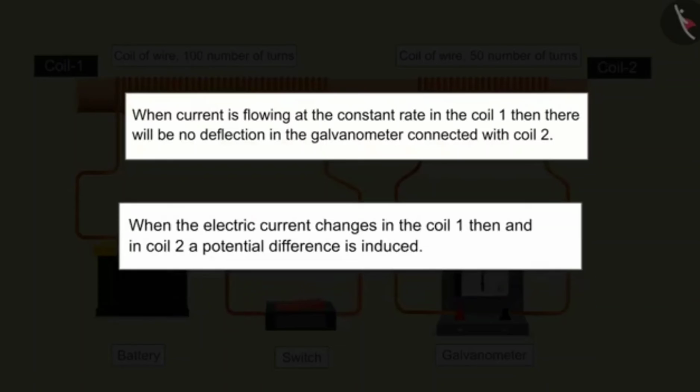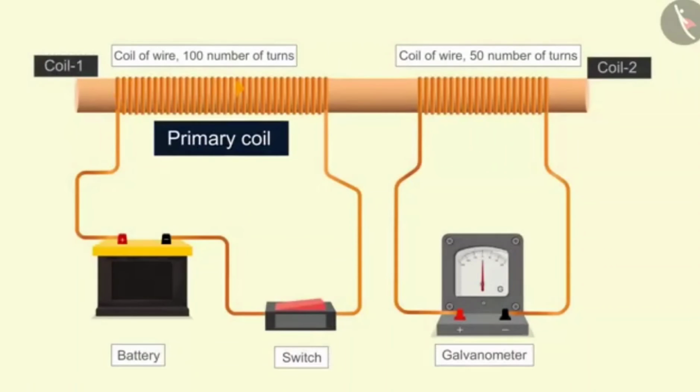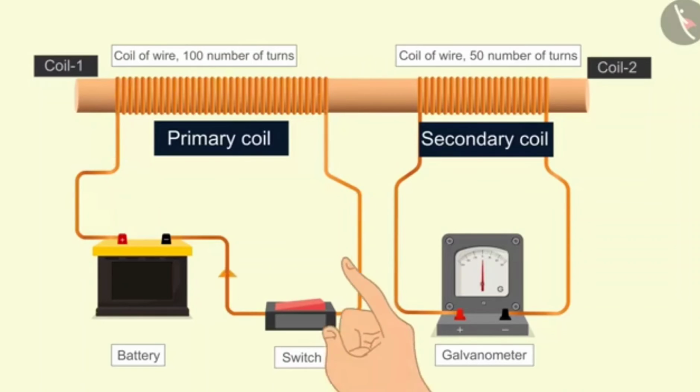When the electric current changes in coil 1, then in coil 2 a potential difference is induced. Coil 1 is known as the primary coil and coil 2 is known as the secondary coil. There is a change in the magnetic field around coil 1 when the current changes. Due to this, the magnetic field of the secondary coil also changes, which induces an electric current in the circuit.